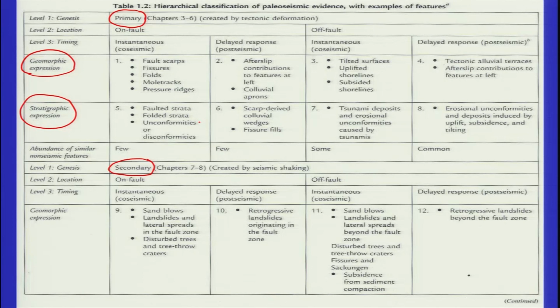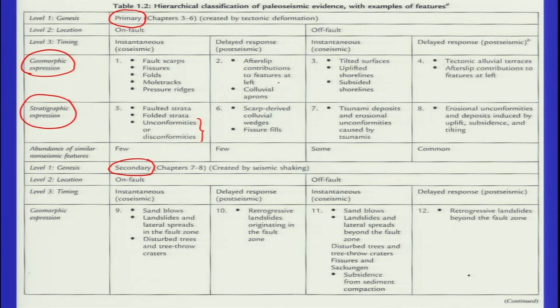So this part is your cross-cutting relationship between the different layers. Then coming to the post-seismic, that is the delayed response after the seismic event, then afterslip contributes to features at left. So they are like afterslip features, and then you are having colluvial apron. So this is related to the erosion, which will modify the fault scarps or fissures or folds or mole tracks. Then the stratigraphic expression will be your scarp-derived colluvial wedge, fissure fills, etc.